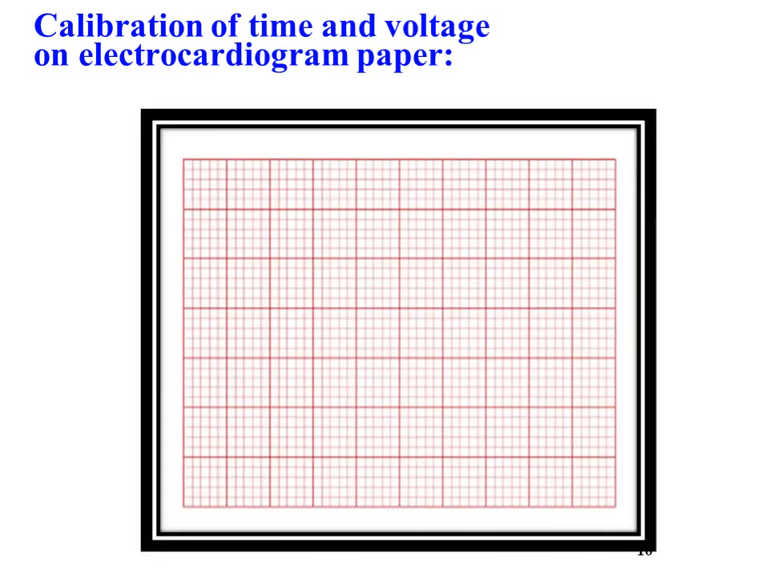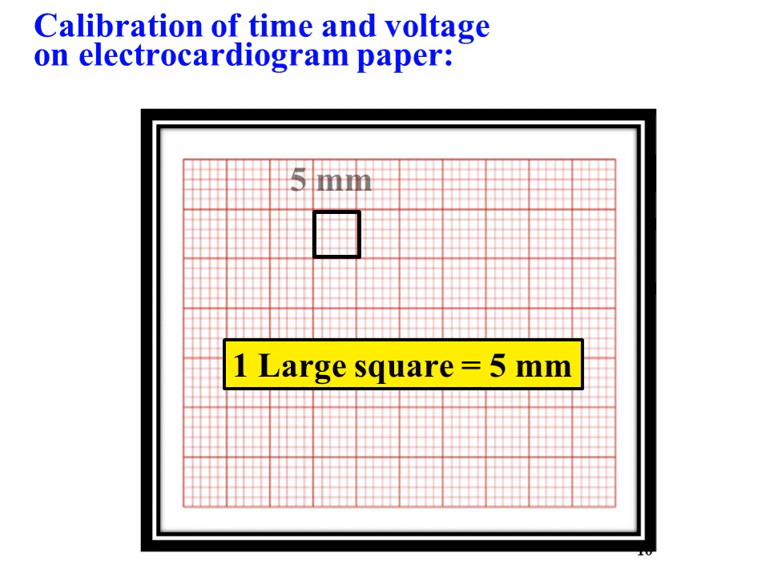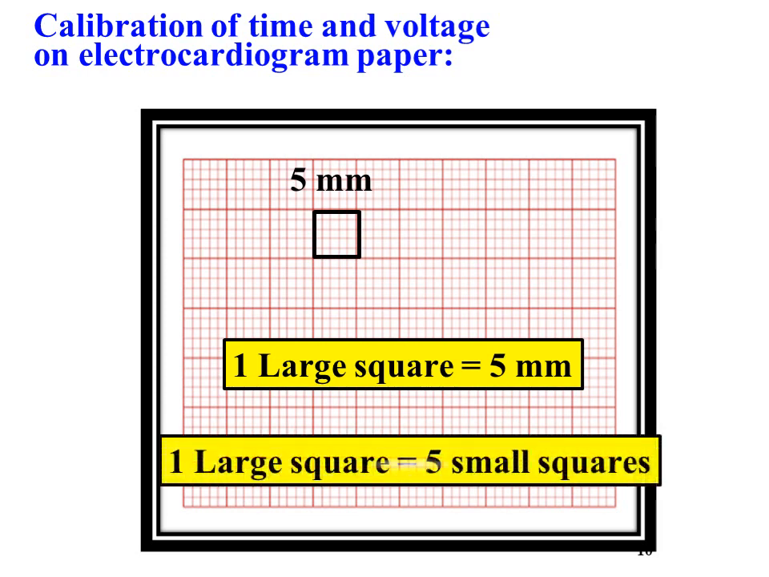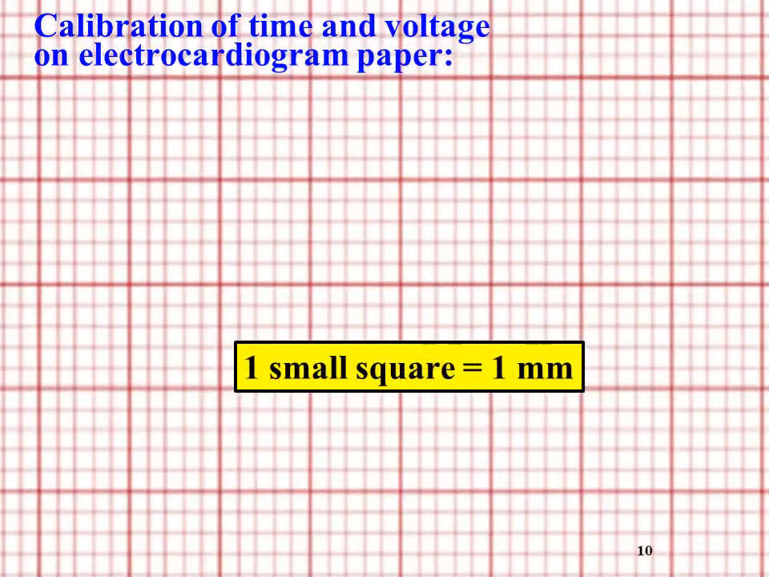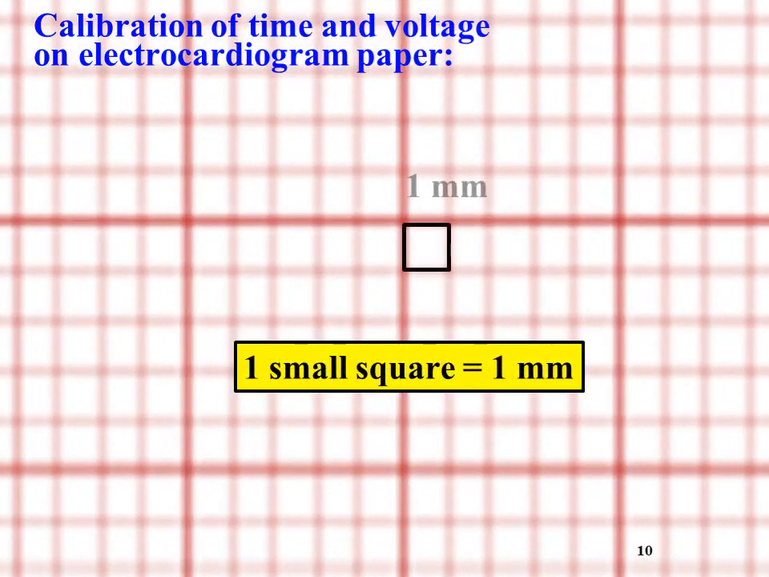Calibration of time and voltage on electrocardiogram paper. البيبر بيها مربعات، لازم نعرف كل مربع ايش قد يمثل لي من الوقت او الفولتية. كل مربع كبير يحتوي على 5 مربعات صغيرة على المحور الأفقي وعلى المحور العمودي. One large square is equal to 5 millimeter, 5 small squares. Each small square equal to 1 millimeter.